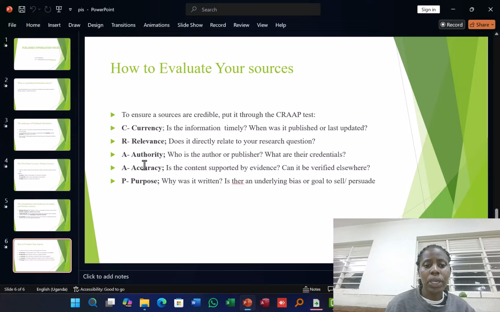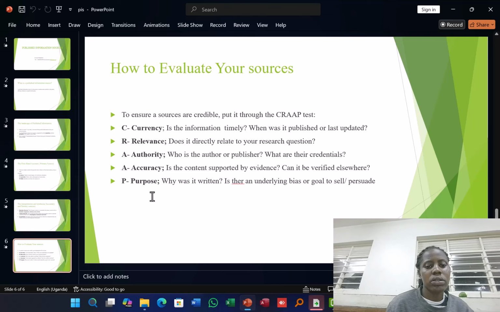Then A stands for accuracy. Is the content supported by evidence? Can it be verified elsewhere? Can the same thing you found in this article be found in any other book by someone else?